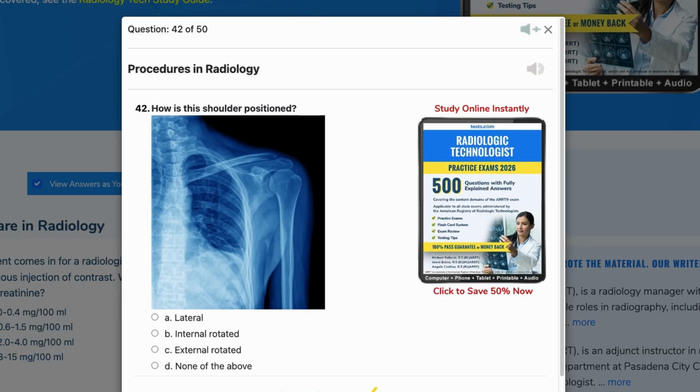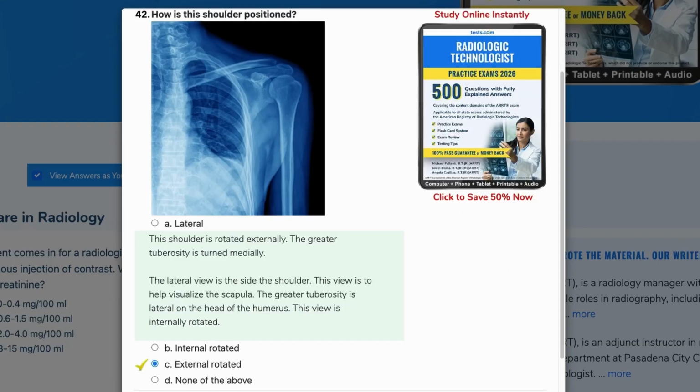A. Lateral. B. Internal rotated. C. External rotated. D. None of the above. C. External rotated. The shoulder is rotated externally. The greater tuberosity is turned medially. The lateral view is the side of the shoulder. This view is to help visualize the scapula. The greater tuberosity is lateral on the head of the humerus. This view is internally rotated.